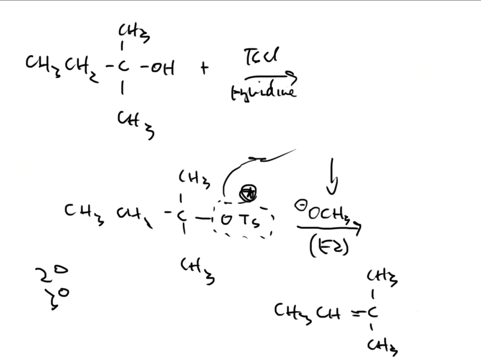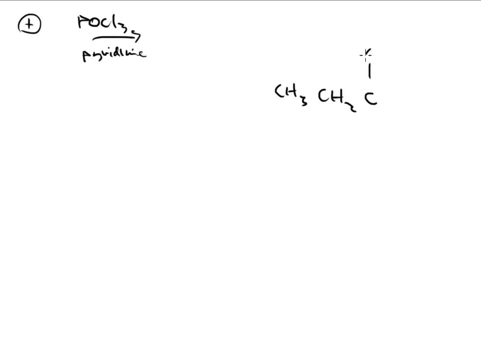Okay. So the criteria is that we are going to be adding POCl3 and pyridine in each case. And we want to make, in part A, CH3, CH2, carbon, CH3, double bond, CH2.